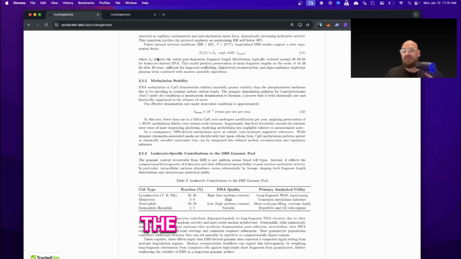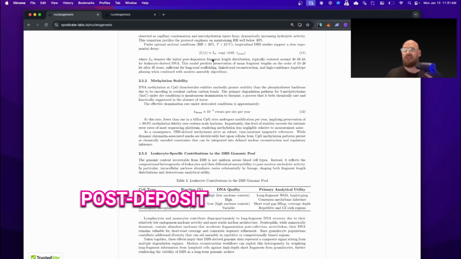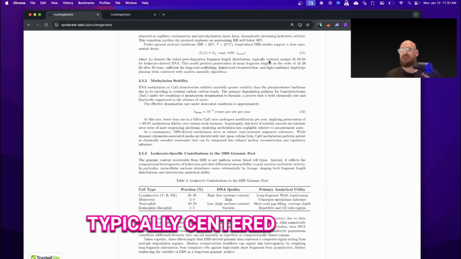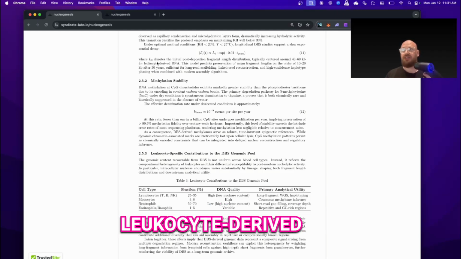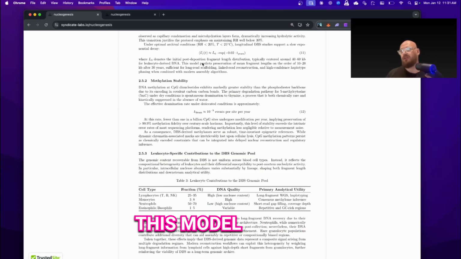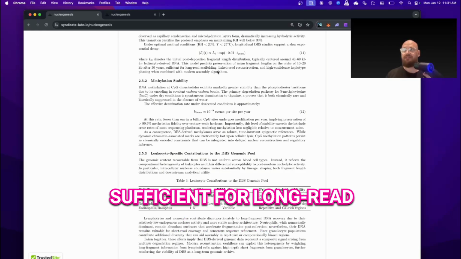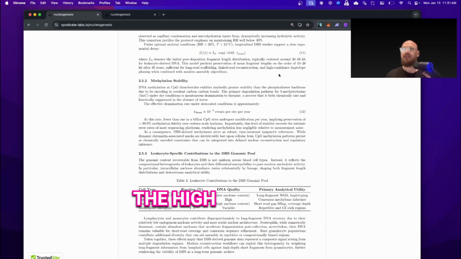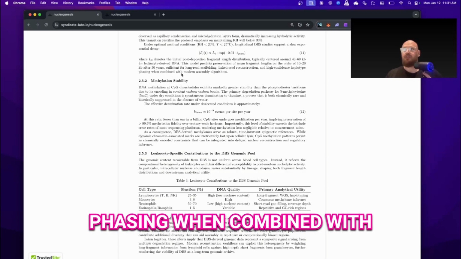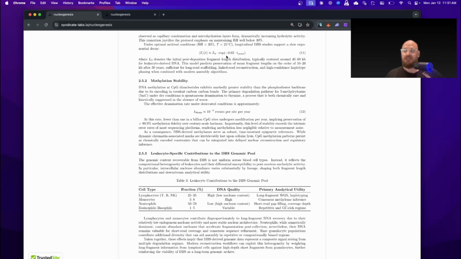So L0 denotes the initial post-deposit fragment length distribution, typically centered around 40 to 60 kilobases for leukocyte-derived DNA. This model predicts preservation of mean fragment length on the order of 10 to 20 kilobases after about 30 years, sufficient for long read scaffolding, linked read reconstruction, and high confidence haplotype phasing when combined with modern assembly algorithms. And that is this. It's a real basic formula. Basically, it's looking at 40 to 60 kilobases, and then after time the kilobases is reduced, of course, because of degradation over time.